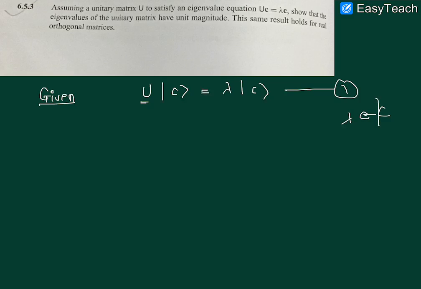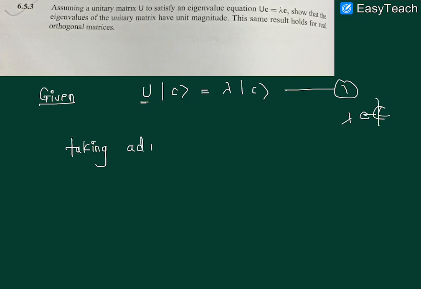Alright, so I will just change the notation of U and C. Let me first write the given: U matrix onto C equals lambda into C. So this is equation 1, and lambda can be anything. Okay, it can be anything in the complex plane.